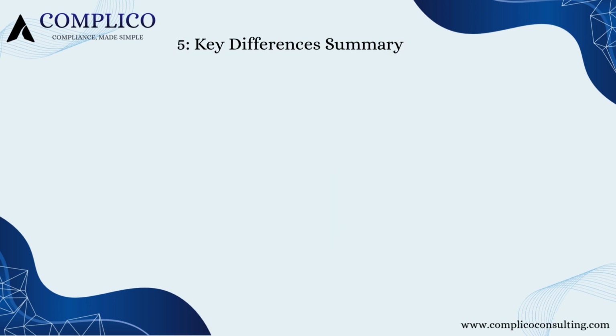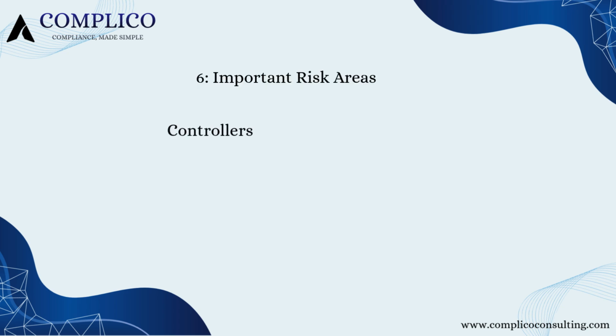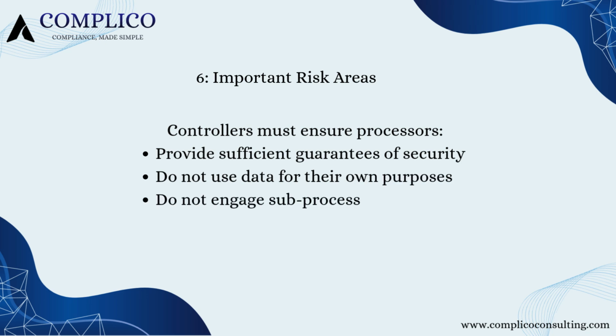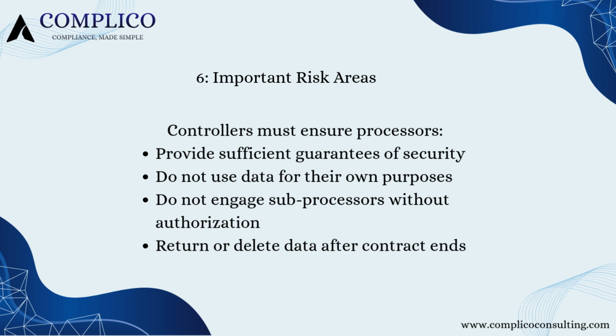Key differences summary. The controller decides why and how data is processed, has primary GDPR responsibility, provides privacy notices, and ensures a lawful basis. The processor processes data on behalf of the controller, has direct legal obligations under GDPR, follows the controller's instructions, and must implement appropriate security. Important risk areas: controllers must ensure processors provide sufficient guarantees of security, do not use data for their own purposes, do not engage sub-processors without authorization, and return or delete data after the contract ends.